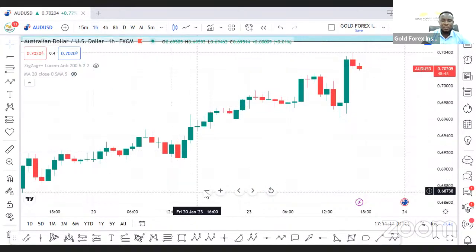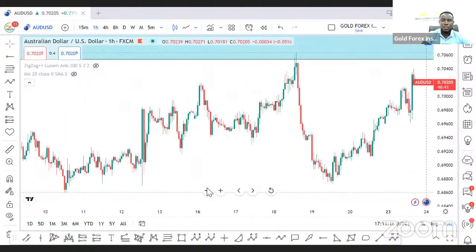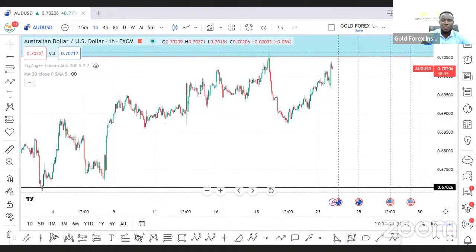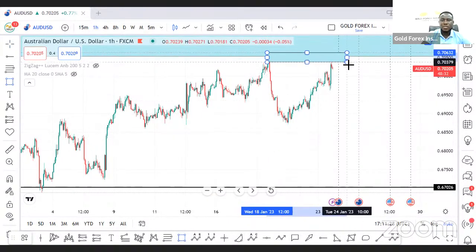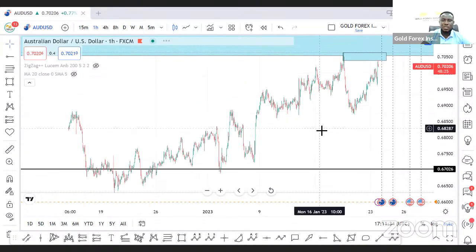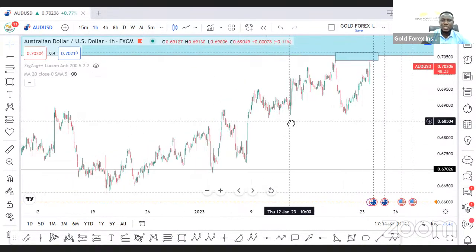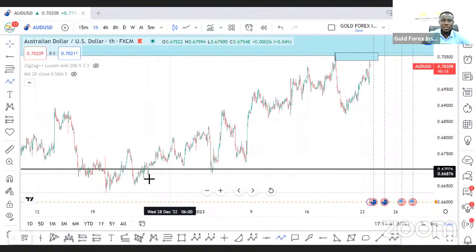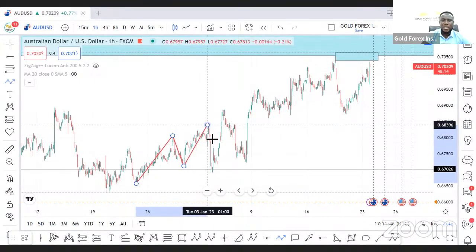Now, when you come over here on the 1 hour, this is the last candle. So this can even sell over here. Now, there is something you guys need to see. Now you can see that we have all the way here.